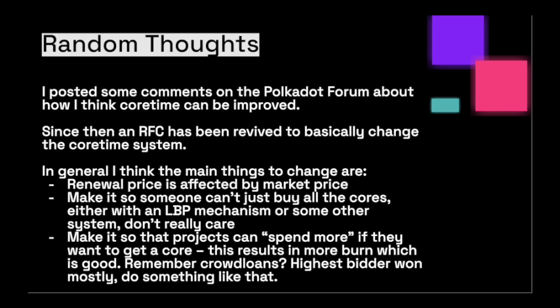And then make it so projects can spend more if they want to get a car, because as far as I remember, if core time sales are banned, and that's apparently really bullish in crypto. So remember, crowd loans, the highest bidder won most of the time because it was a candle auction. But if I have a parachain and I really, really want a car, and I'm like, forget it, I'm going to spend 100,000 DOT on a car when the actual sale price is 10,000 DOT or whatever, I think I should be able to do that, or the project should be able to do that, whatever.